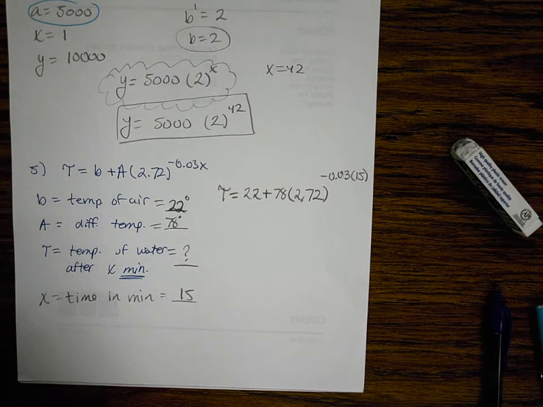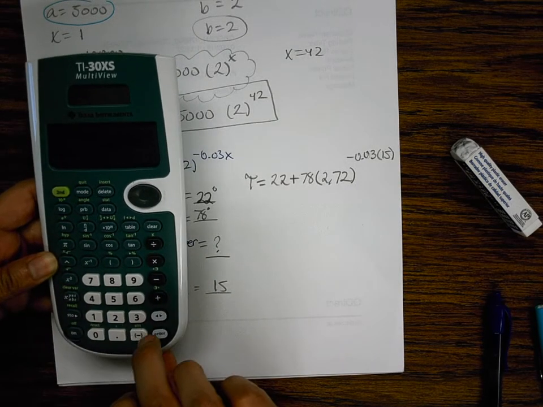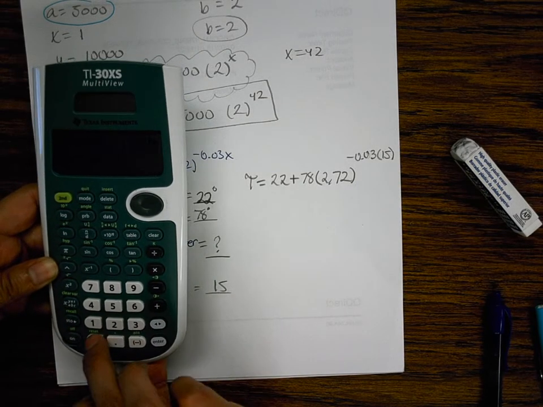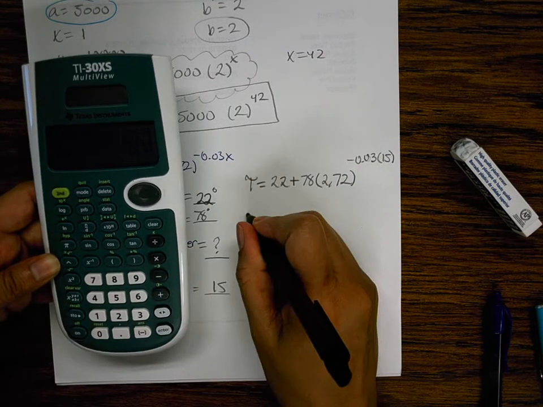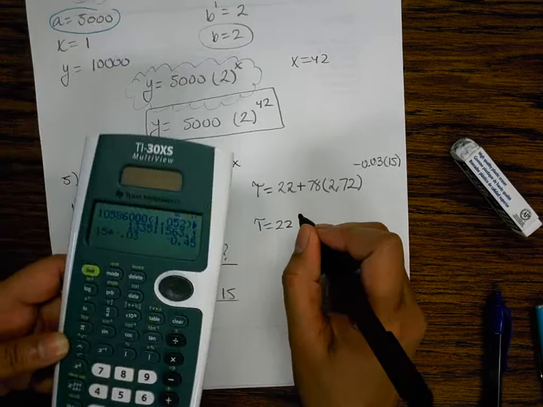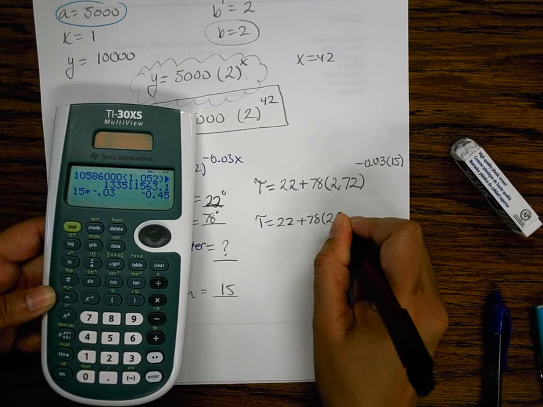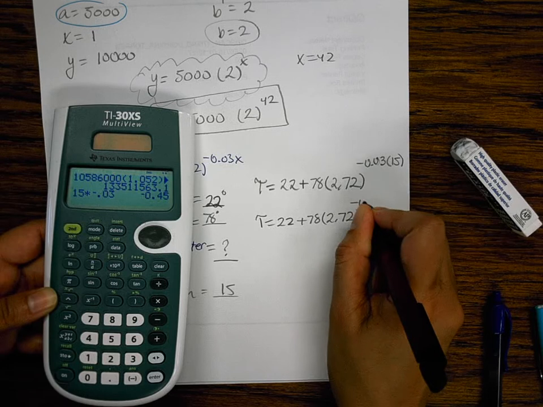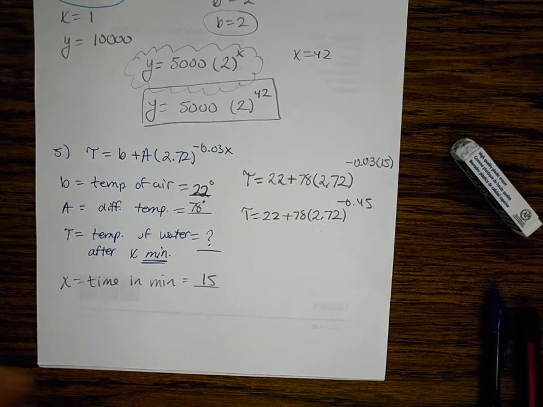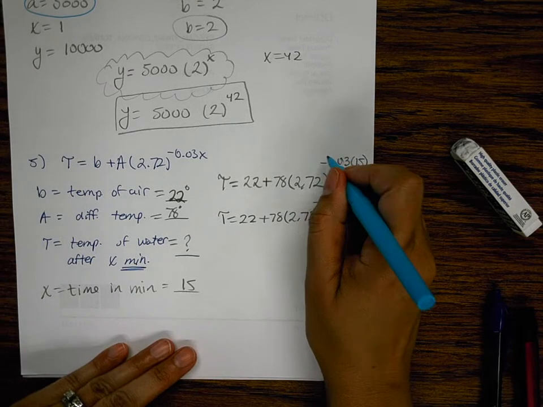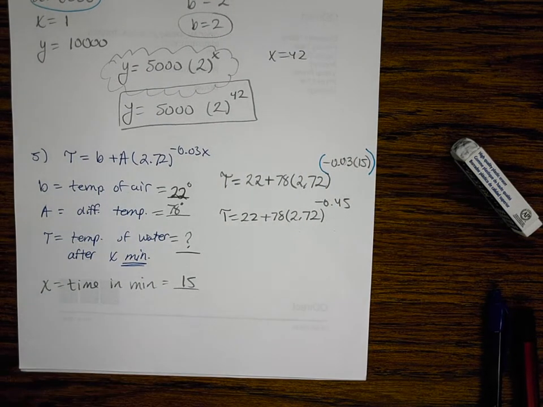I'm just going to plug that in my calculator. 15 times negative 0.03. So I'm just going to rewrite it. T equals 22 plus 78 times 2.72 raised to the negative 0.45. That's only so it's easier to plug in later. Technically, you could plug this in right now the way it is. You just want to make sure you put parentheses around like that. If you don't, you're going to get it wrong.